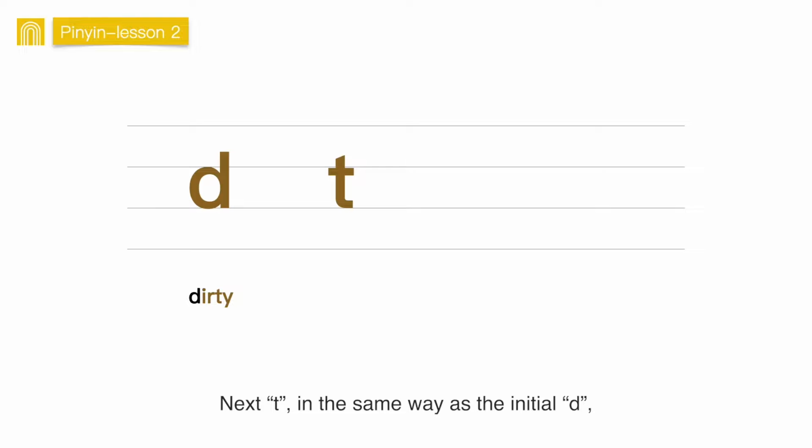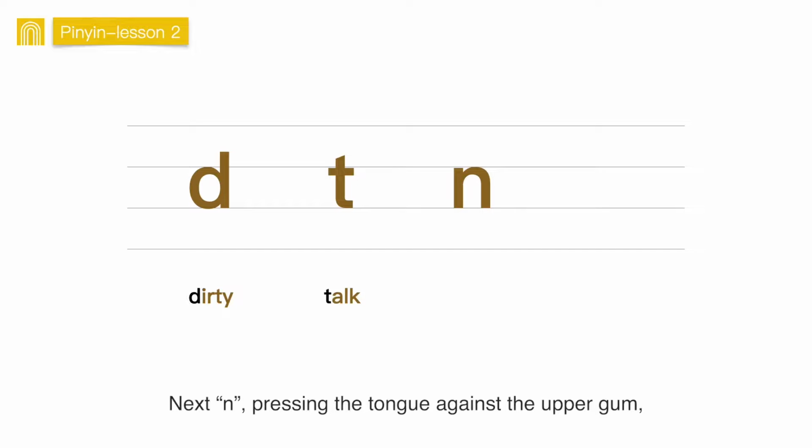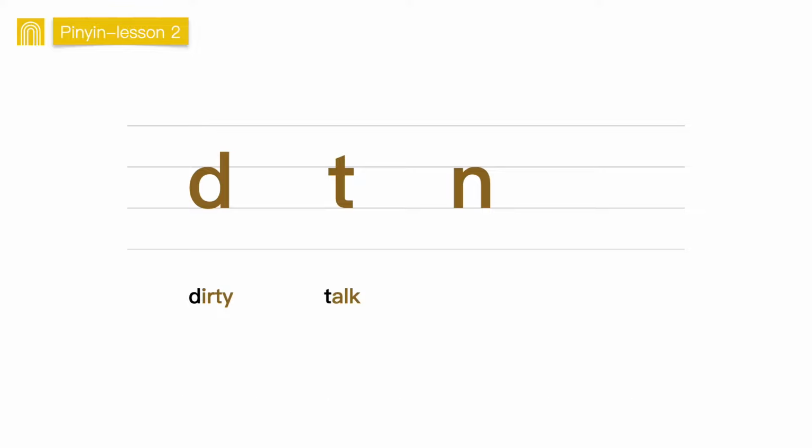Next, T. In the same way as initial D, also press the tip of the tongue against the upper gum, and the airflow bursts out. Sounds like the T in the word talk. Next, N. Pressing the tongue against the upper gum is pronounced nasal. Sounds like the N in the word next.